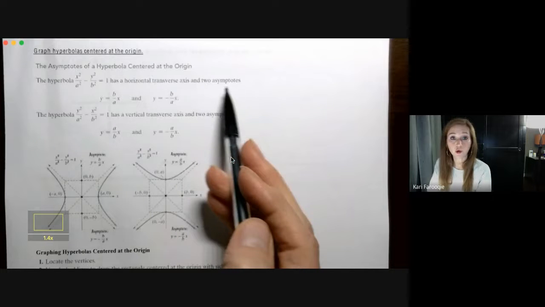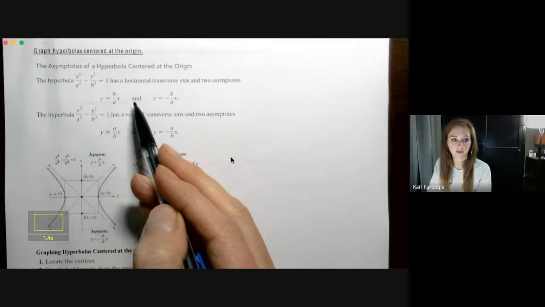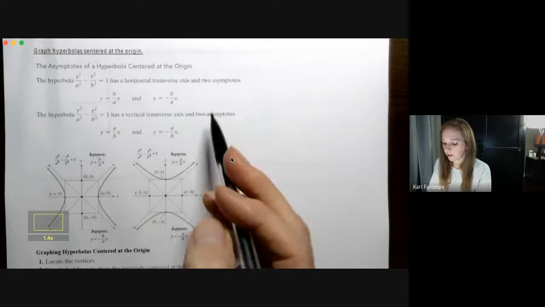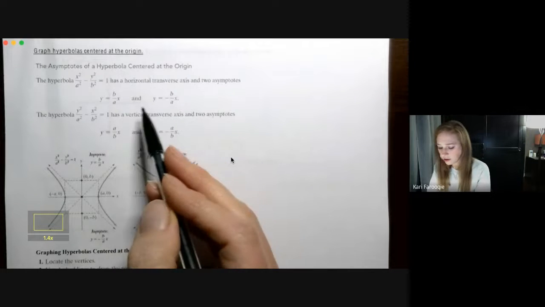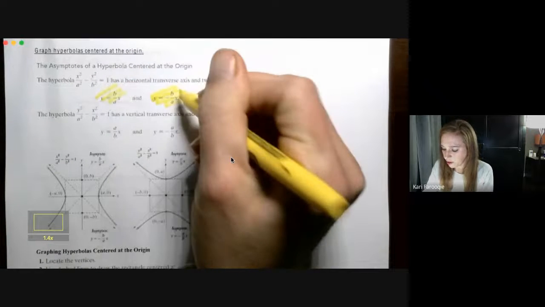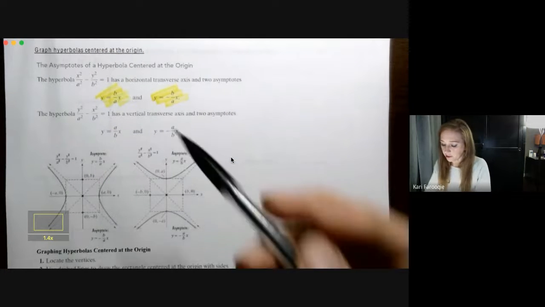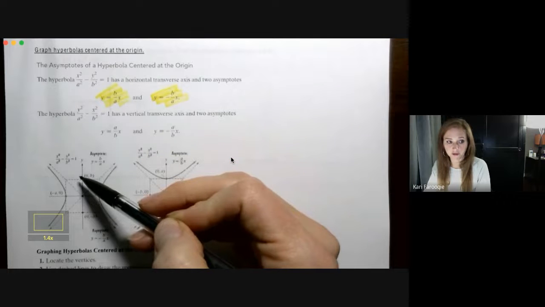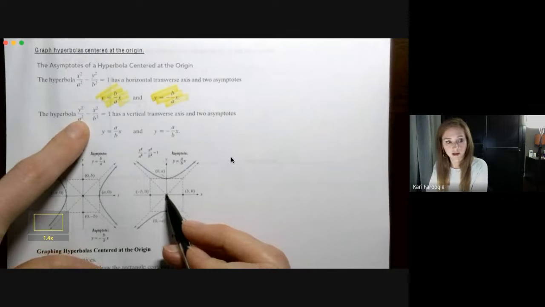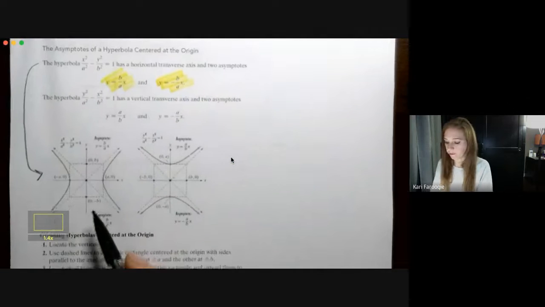It also has 2 asymptotes. One of them is y equals b over a times x, and the other one is y equals negative b over a times x. And yes, technically you can highlight this because you will find this to be very useful. Personally, I just like to look at the rise over run on the graph. So let's look first at the graph that goes with the horizontal transverse axis. This one goes with the next equation. So let's focus here on this graph.